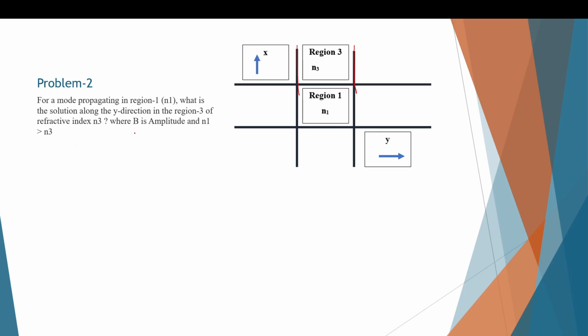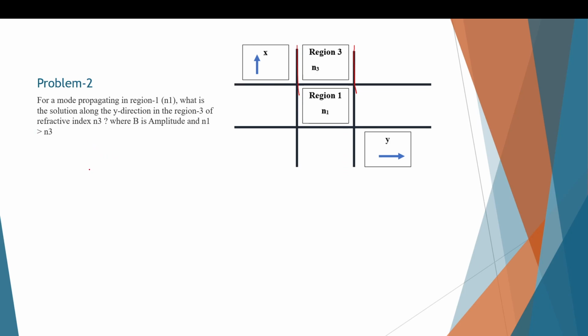The amplitude might be different, but no, actually the amplitude will also be the same. So that is the approximation here again. This time we are approximating a slab waveguide, but the boundaries are like this.